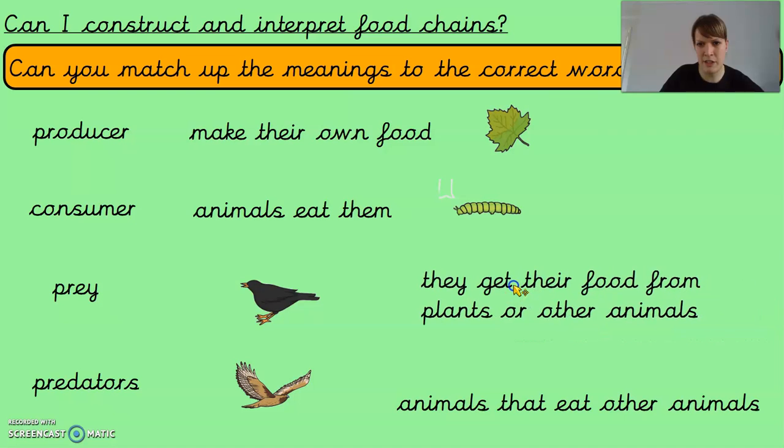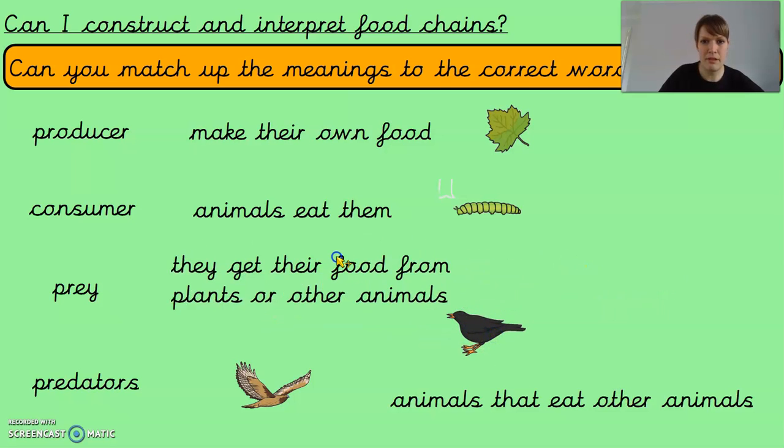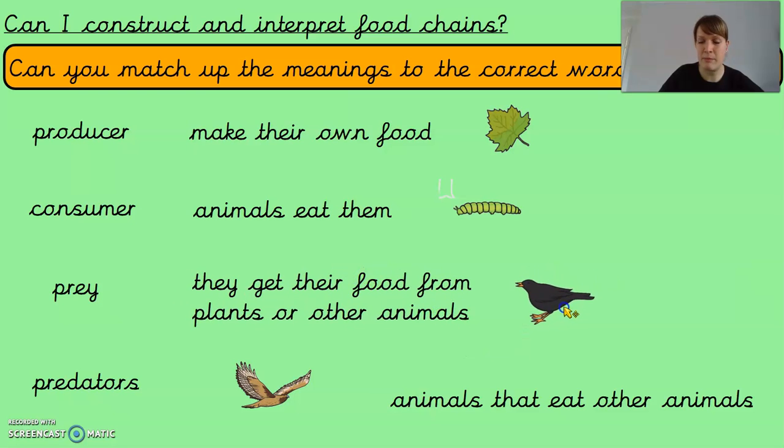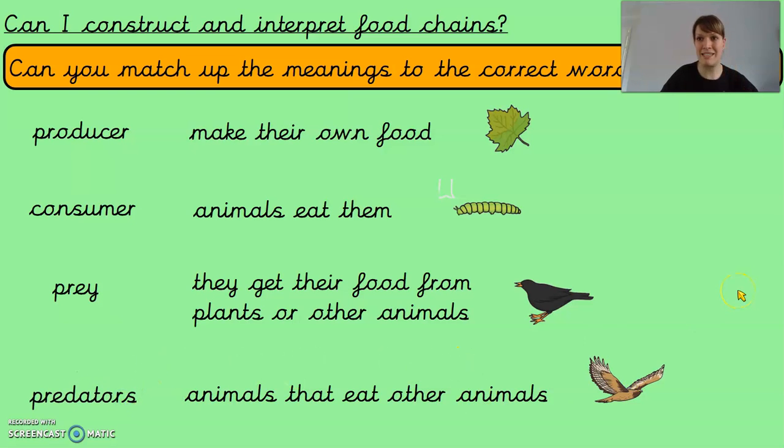So let's match the definition up. So then, they get their food from plants or other animals. Animals that eat other animals. So, prey, they get their food from plants and other animals. Because blackbirds eat plants and other animals because they would eat the caterpillar and bugs. Predators, animals that eat other animals. That's what a predator is. So I hope that makes sense to you all. And this has now made a food chain.